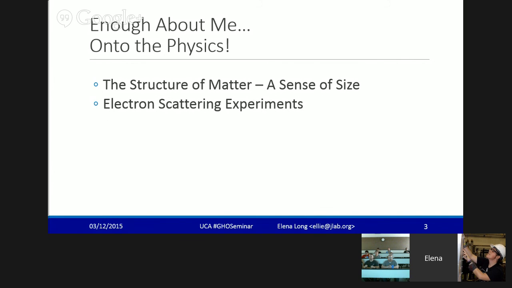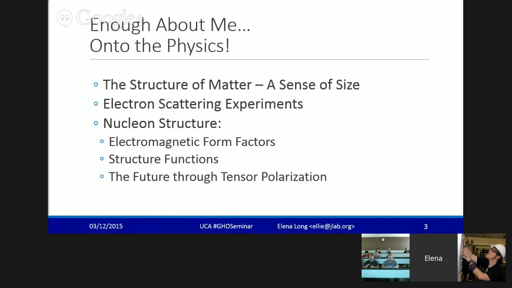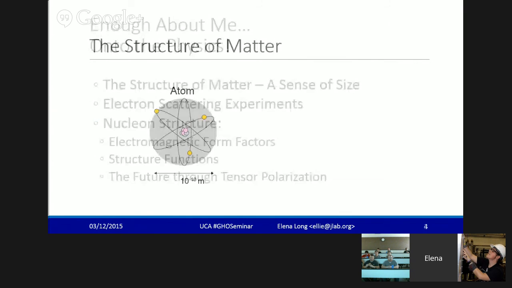We're going to look at how we do electron scattering experiments and a little bit about why those are important, and how we're going to use them to determine nucleon structure. This will be split up into a couple different parts. The first will be electromagnetic form factors, the next will be structure functions, and then the next will be the future of understanding nucleon structure through tensor polarization, which is what I'm working on now.